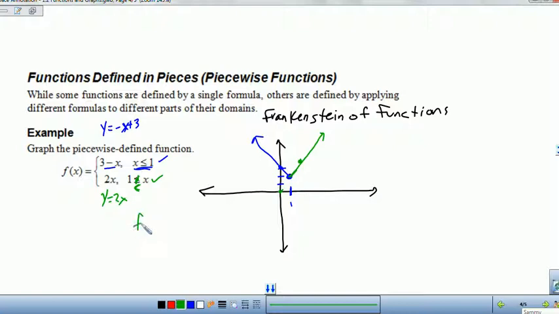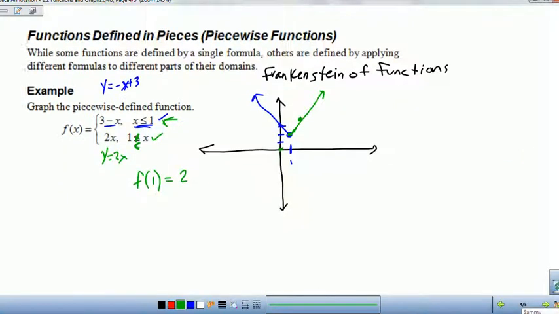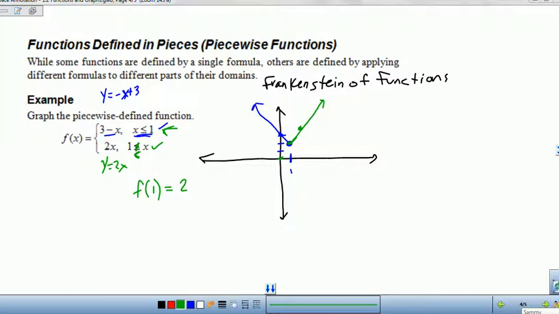Because if I ask what is the value at 1, you would use this function and plug 1 in there, 3 minus 1, and that would be 2. So it doesn't matter in this case, since they both meet at that same point. And so that's sketching a piecewise function. Just be familiar with what they are and definitely familiar with how to sketch them.